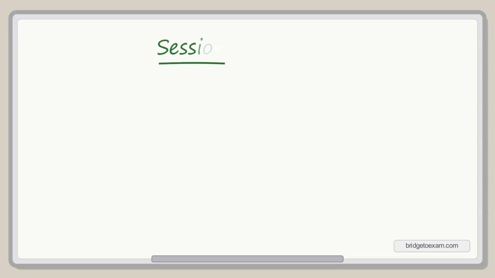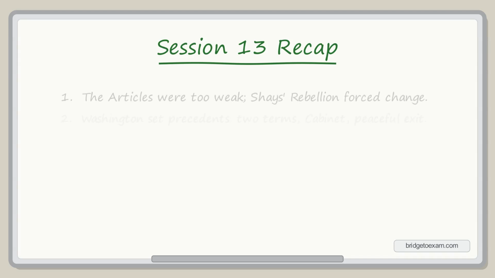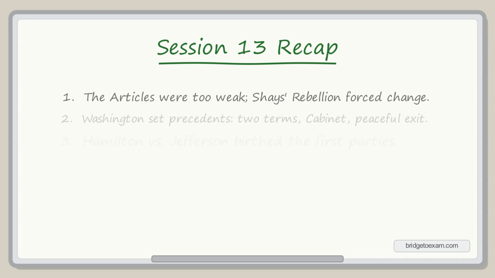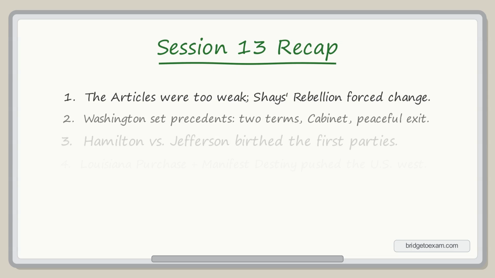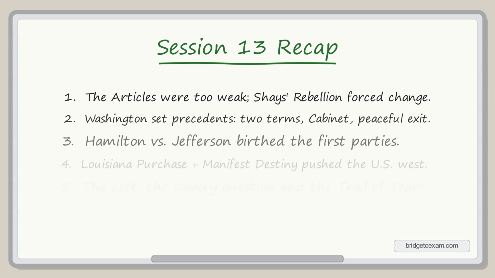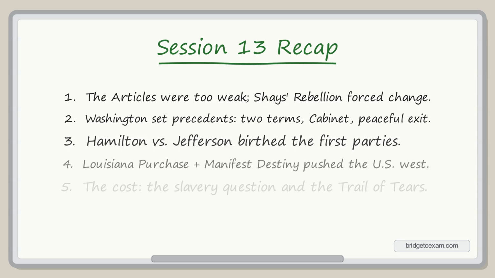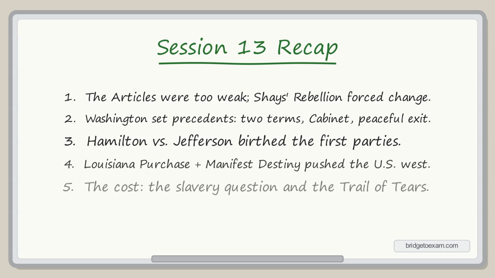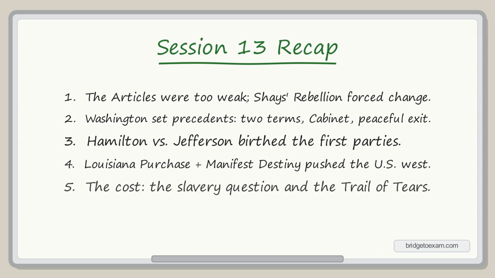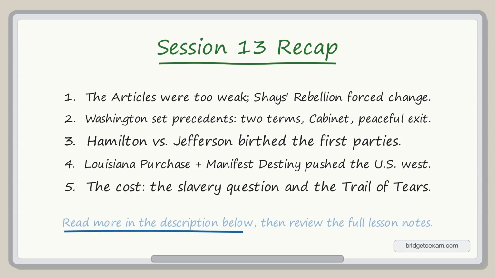Let's recap Session 13. The Articles of Confederation were too weak, and Shays' Rebellion forced the move to the Constitution. Washington set lasting precedents: 2 terms, the cabinet, and the peaceful transfer of power. The Hamilton versus Jefferson clash created the first political parties. The Louisiana Purchase and Manifest Destiny drove the nation west, but at a terrible cost, including the slavery question and the Trail of Tears.